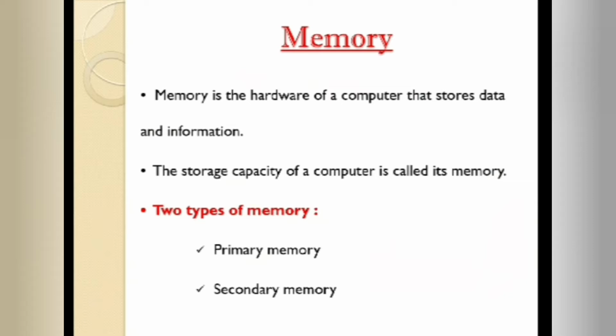The memory consists of two types. The memory consists of how many types? Two types. What are they? Primary memory and secondary memory.